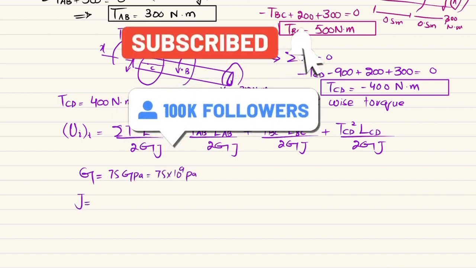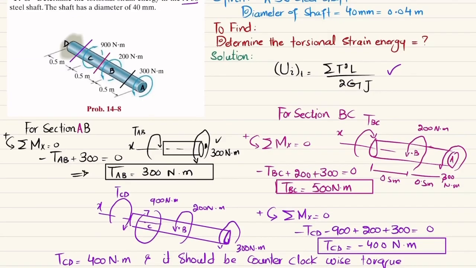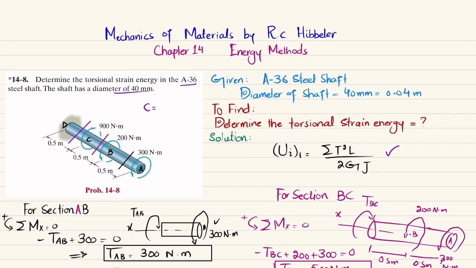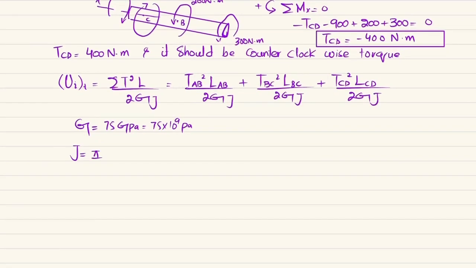And what is J? J is polar moment of inertia. And for radius, we have been given diameter. So radius C will be equal to D divided by 2, which is equal to 40 divided by 2, and that is 20 millimeter. And 20 millimeter is 0.02 meter. So J is pi by 2, C power 4. Since it is solid shaft, you can put the value pi by 2, 0.02 power 4. Clear? And when you calculate it, you will get J equal to 80 into 10 to the power minus 9 pi, and unit will be meter power 4. Now you have all the values.